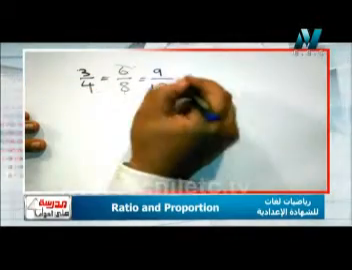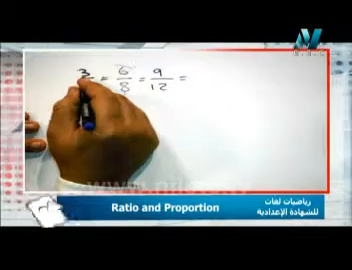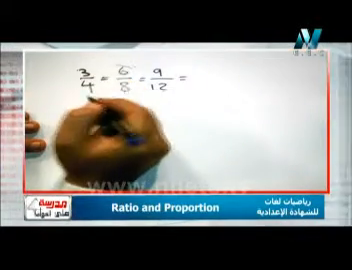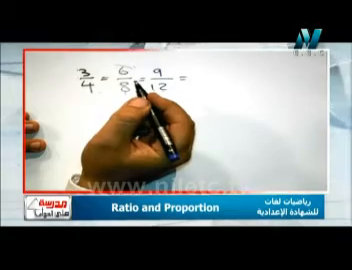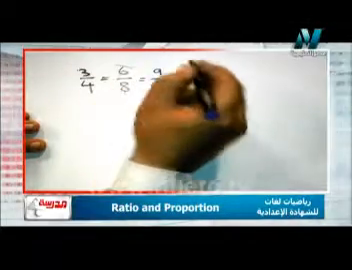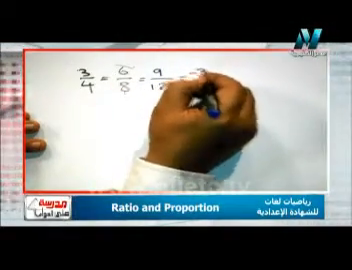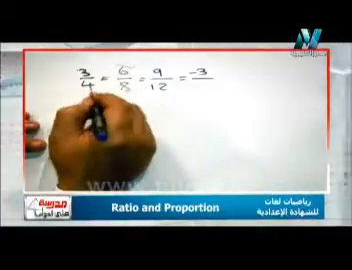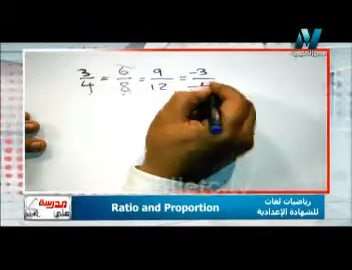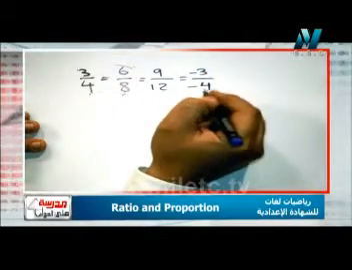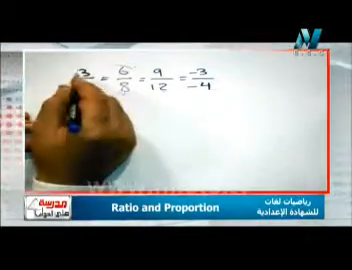And of course, if we subtract 3 and 6, the antecedents of these ratios, 3 minus 6, the answer will be -3. And subtract the consequents, which are 4 and 8: 4 minus 8, the answer is -4. So the ratio between -3 and -4 is the same as 3 over 4.